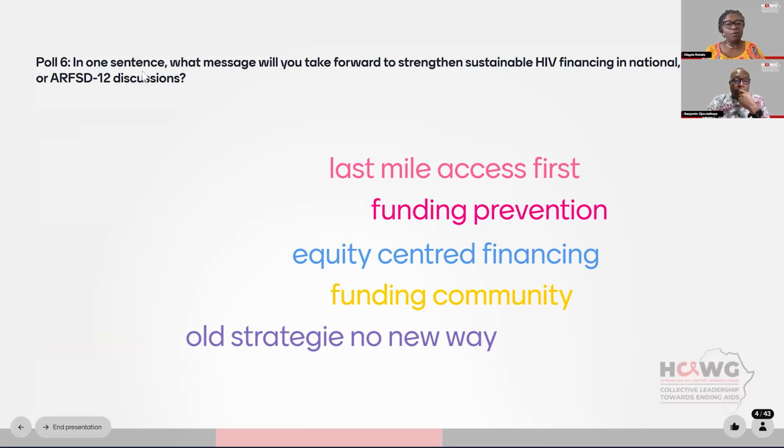Poll 6: in one sentence, what message will you take forward to strengthen sustainable HIV financing in national AU or ARFSD 12 discussions? Old strategy, no new way. Equity-centered financing, funding community, funding prevention, last mile access first.